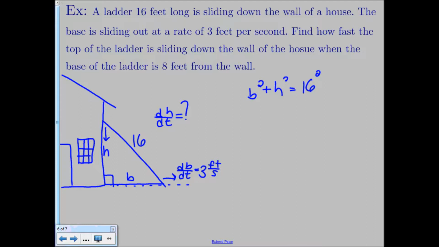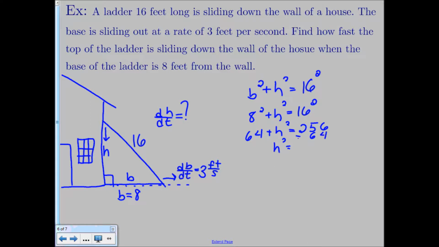Well, the problem tells us that we want to know what dh/dt is when the base is equal to 8. So first we can plug into this equation and figure out what our value of h is. If we plug in 8, we get 8 squared plus h squared is equal to 16 squared. So we get that 64 plus h squared is equal to 256. So then we get that h squared is equal to 256 minus 64.